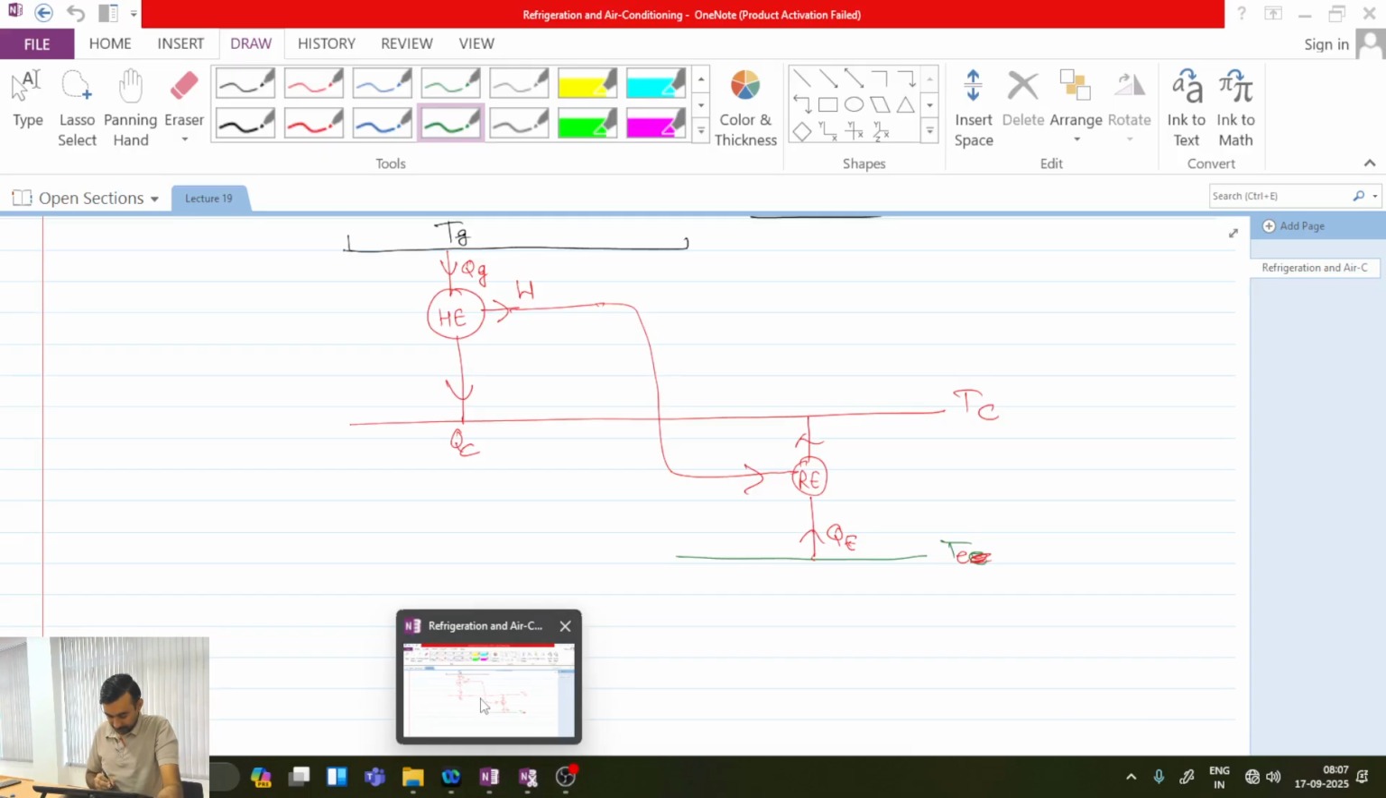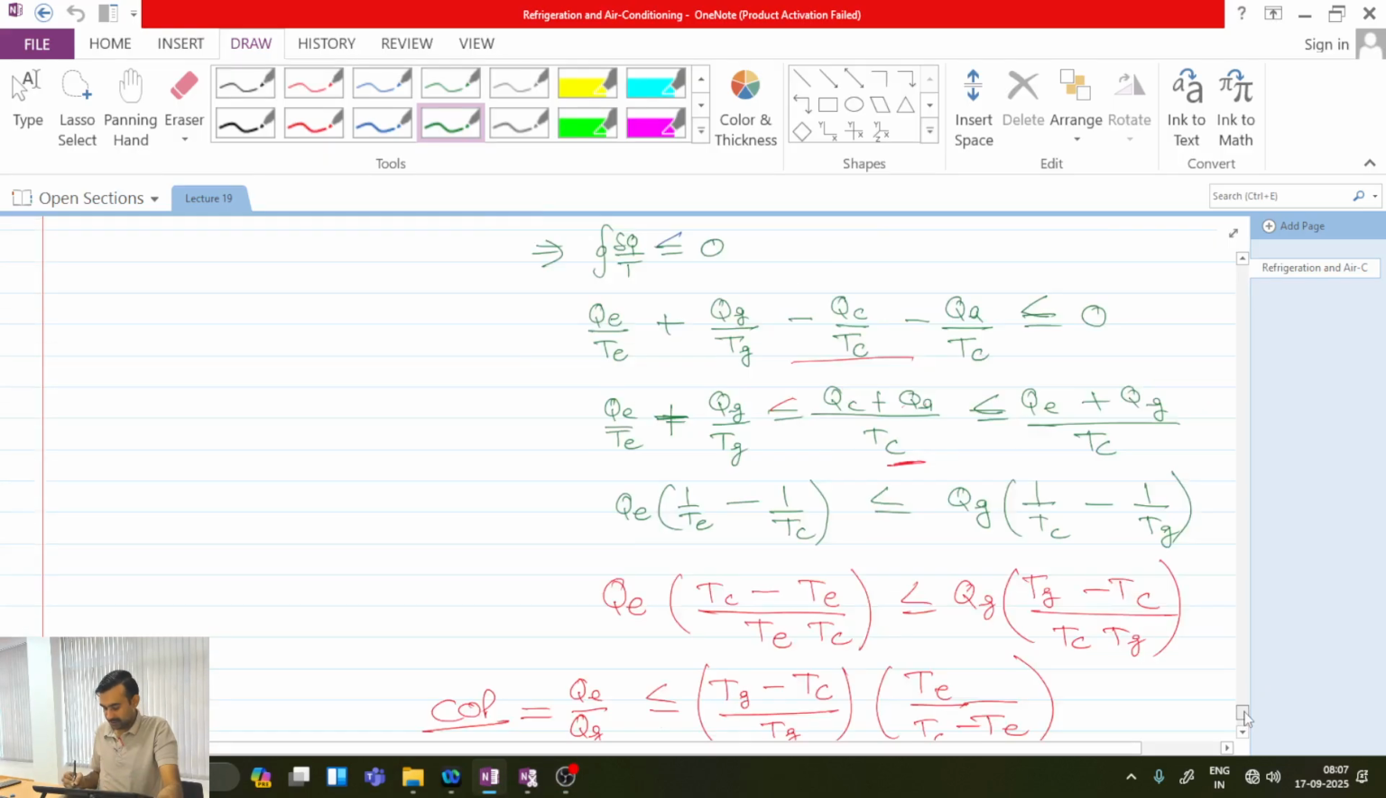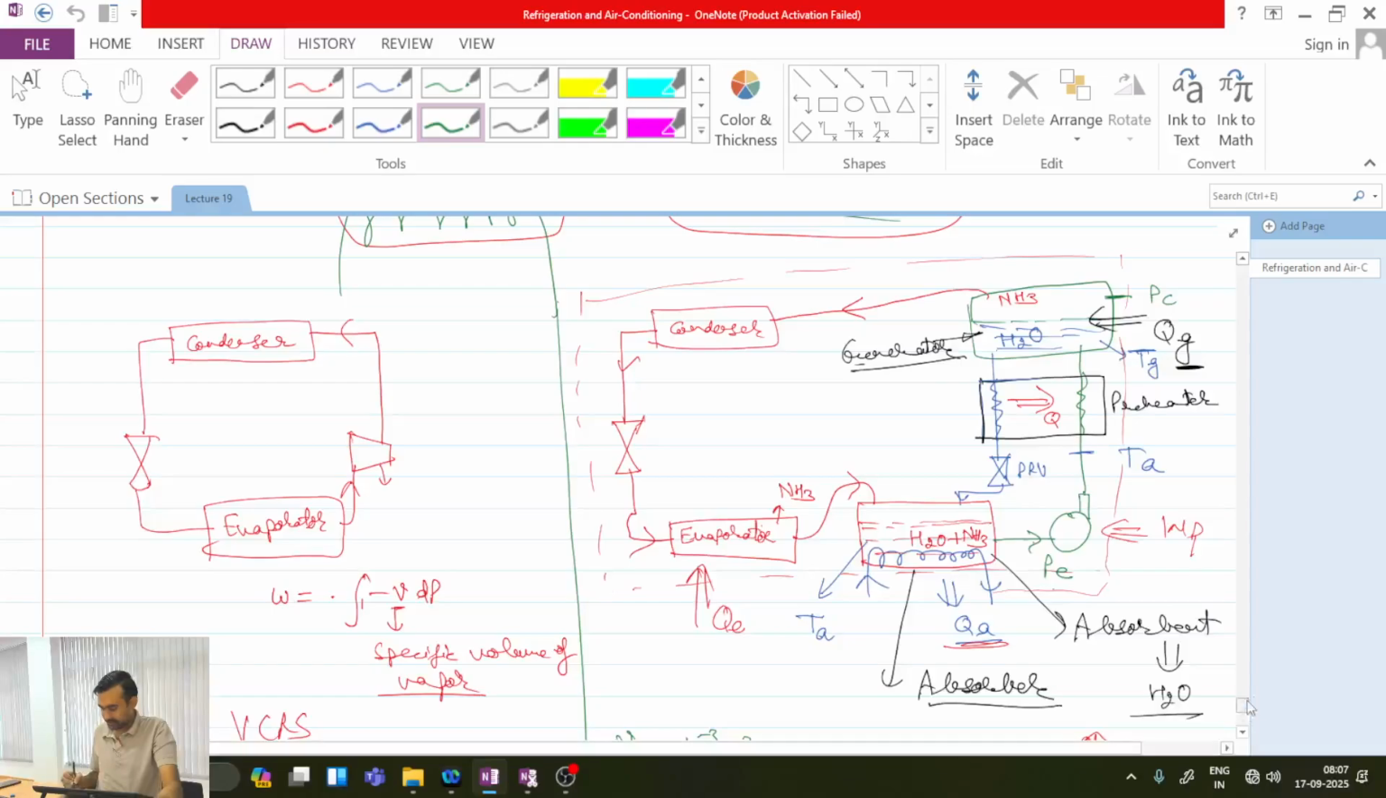Okay, good morning. We have been discussing the vapor absorption refrigeration system in the last lecture, and we found that in a vapor absorption refrigeration system, we have one refrigerant as the main working fluid, which passes through the condenser, expansion valve, and the evaporator, and we have another fluid which acts as an absorbent for absorbing the vapor of the refrigerant.